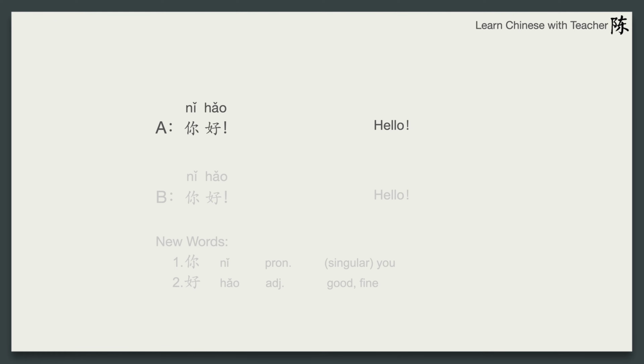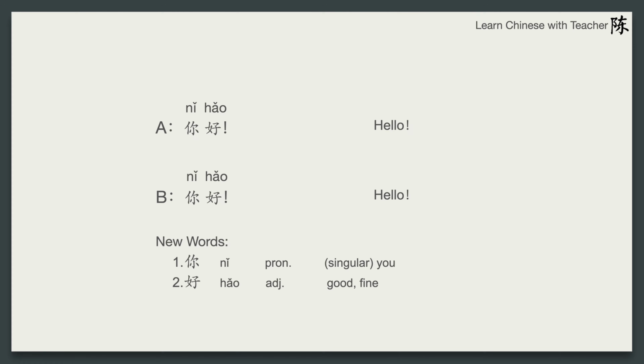The first conversation. 你好，你好。The first new word, 你, it's a pronoun, means singular you. 好 is an adjective that means good or fine. 你好 together, literally it means you good. It is how Chinese people greet each other when they meet for the first time. It means hello in English.